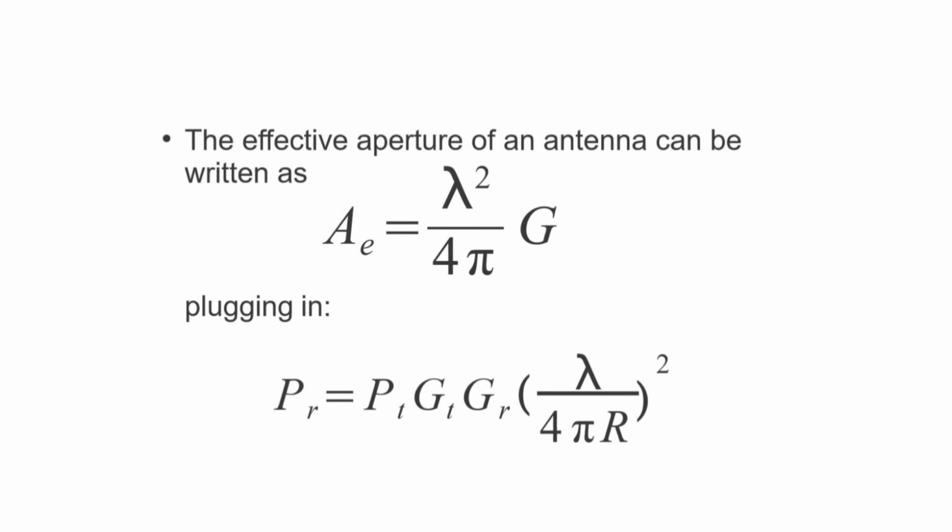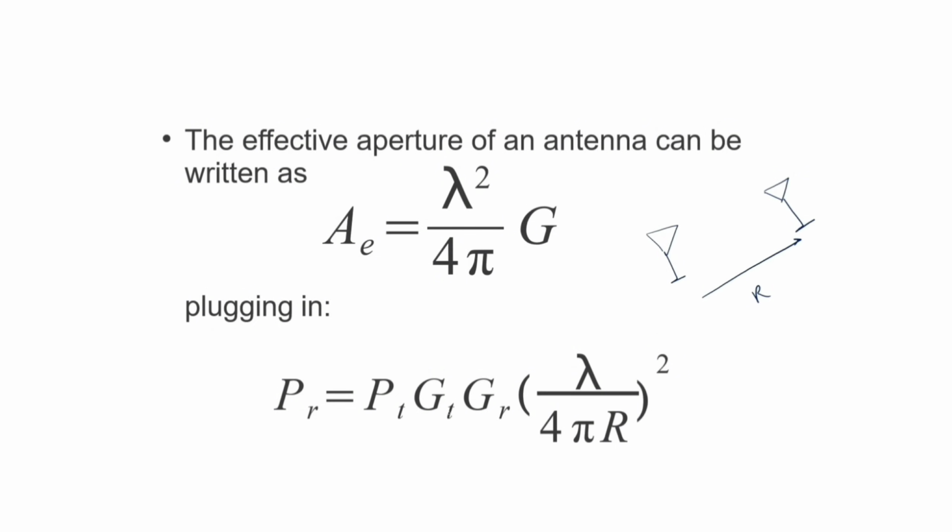So back to the derivation. AE, the effective aperture, is equal to lambda square divided by 4 pi G. Here G is the receiving antenna gain because we are calculating the effective aperture at the receiving antenna side. That's why the formula is PR equal to PT into GT multiplied by the receiving antenna gain into lambda divided by 4 pi R, whole square. So this is the received power for any transmission system where we have one receiving antenna and, at a distance R, one transmitting antenna.